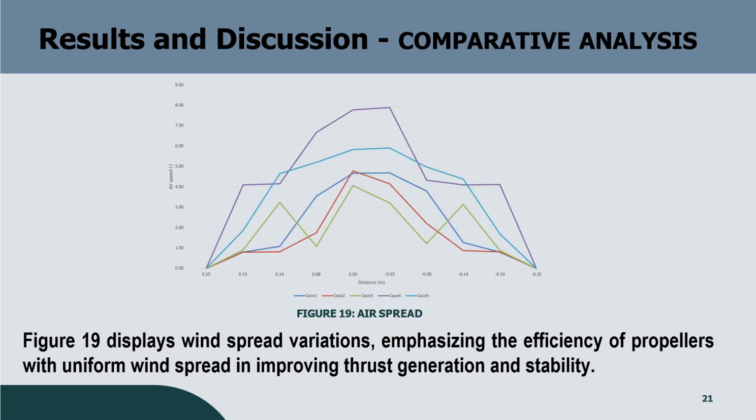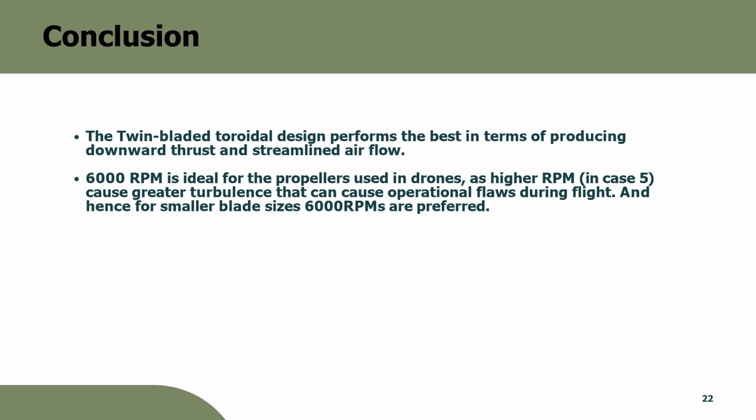A comparative analysis displaying the wind spread variation emphasizes the efficiency of the propellers with uniform wind speed spread in improving thrust generation and stability. Conclusion: the tri-bladed toroidal design performs the best in terms of producing downward thrust and streamlined airflow. 6000 RPM is ideal for the propeller used in drones. A higher RPM, in the case of case 5, causes greater turbulence.